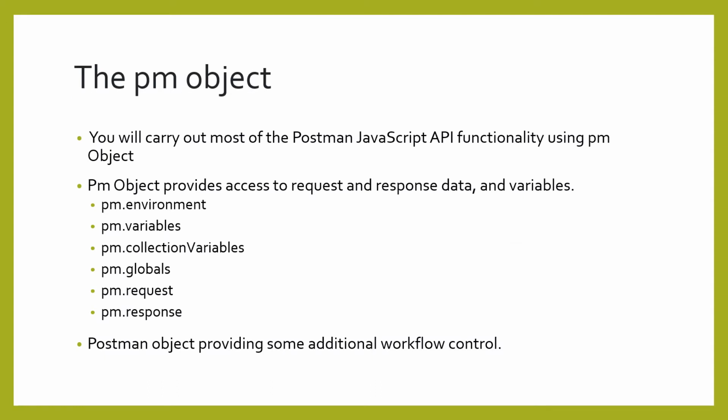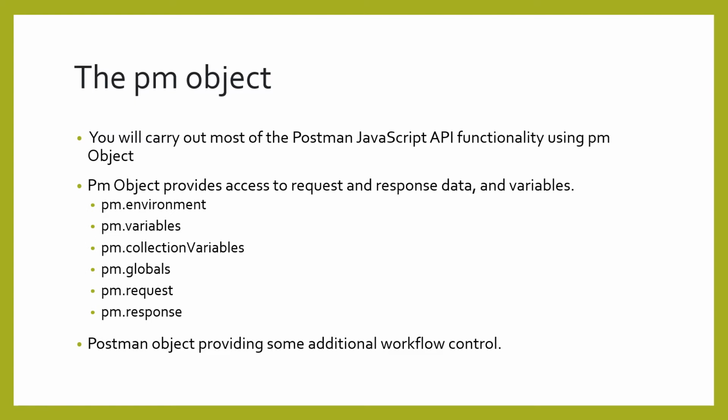So now let's go to Postman and try some basic scripting. Before we go to the Postman application, there is one thing I would like to discuss. It is about the pm object. Most of the Postman JavaScript API functionality you will be using is through this pm object, and that's why in most Postman scripts you will see the pm object used quite frequently, because this object provides access to most of the things that you will need in creating scripts.